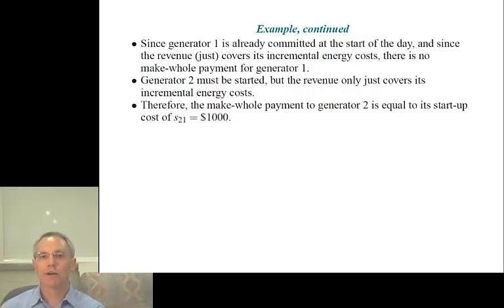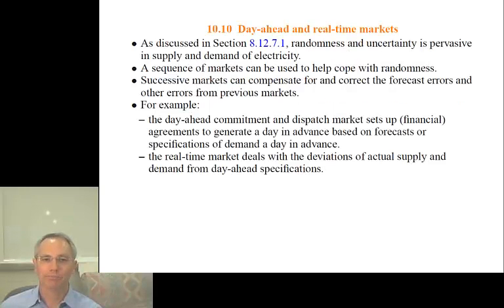Since generator 1 is already committed, and since its revenue just covers its incremental energy costs, there's no make-whole payment for generator 1. It just breaks even. Generator 2 must be started, but the revenue only just covers its incremental energy costs. Therefore, the make-whole payment to generator 2 is equal to its startup cost, which is S21 of $1,000, and that completes the example. So the final topic is day-ahead and real-time markets.